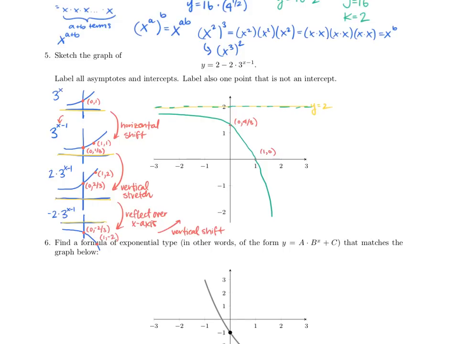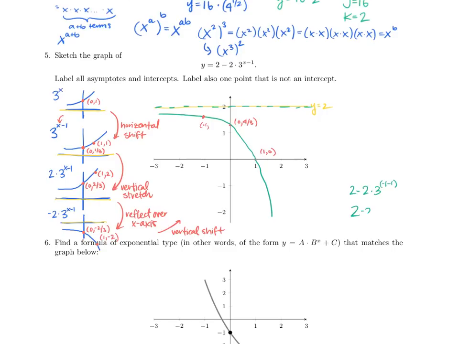Now it says I also need to label one point that is not an intercept. I would like the computation to be as nice as possible for that. So I'm going to pick -1, and I'll say -1, comma. And then over here I'm going to plug in 2 minus 2 times 3, and then I have -1 minus 1. -1 minus 1 is, of course, -2.